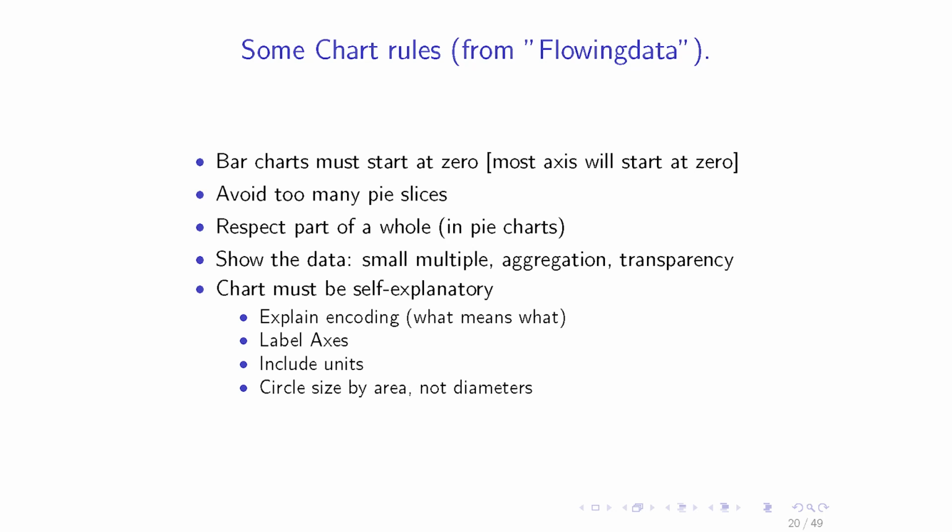And then the chart must be self-explanatory. That I could not repeat enough. Like 9 out of 10 graphs that I see in journals are not self-explanatory. So you have to explain the encoding and what means what. You have to label the axes, include the units, include the sources. And for circles, size them by area, not diameter. If you use circles to indicate populations, they have to be sized by area, not diameter, because diameter is misleading.